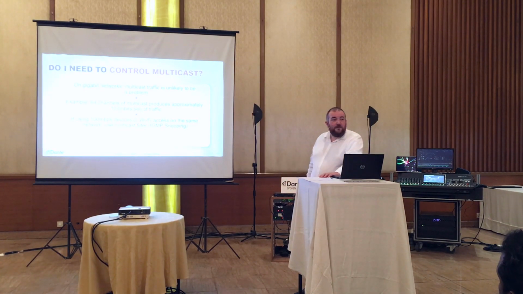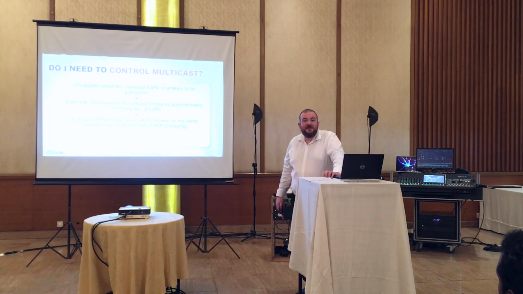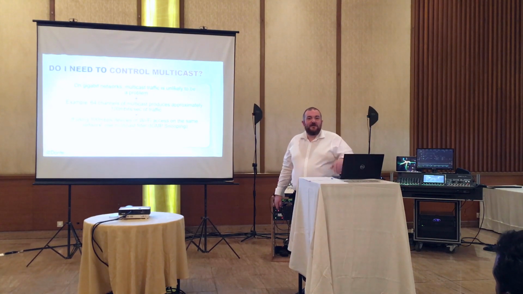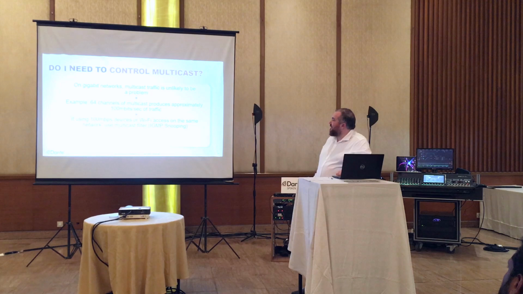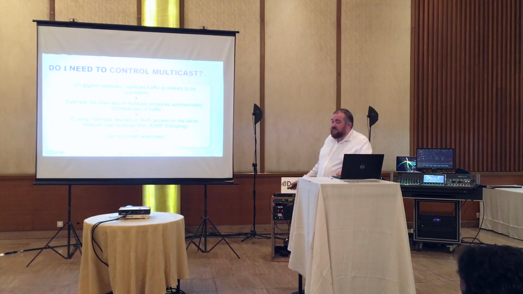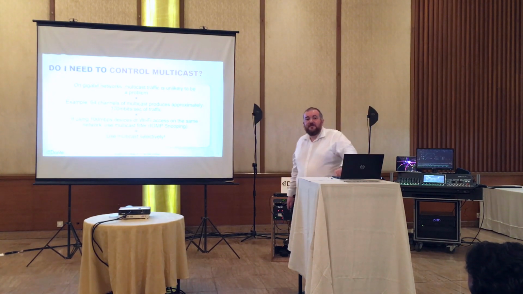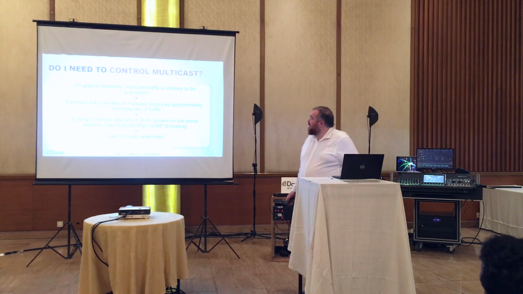And of course, if you have a Wi-Fi access point, you need to be protecting that from multicast, because you may as well not have it. It's just going to be spewing multicast out, and you'll get no other connectivity through the Wi-Fi access point. Which is why IGMP snooping is a good idea. Just use multicast as selectively as possible. That's the best practice here.